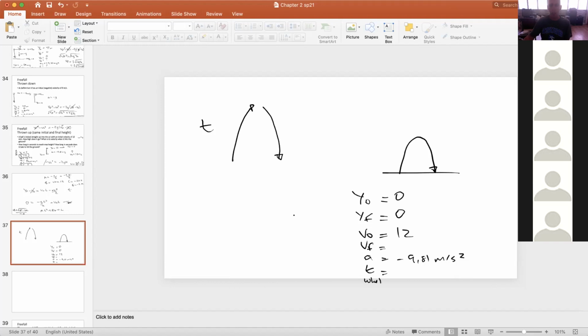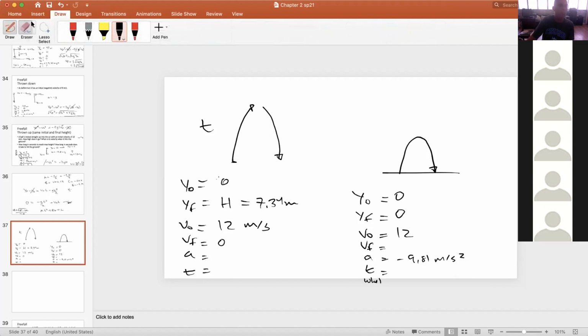So this is the whole time. We only found t up. So let's find t up here. So t up: y initial, y final, v naught, v final, a, and t. We're just going to call this h, and I'll write that it was 7.34, whatever it was. I don't care what it was. 0, v initial was 12 meters per second. At the top, it was 0. Remember that I'm only going up to max height, minus 9.81 meters per second squared.